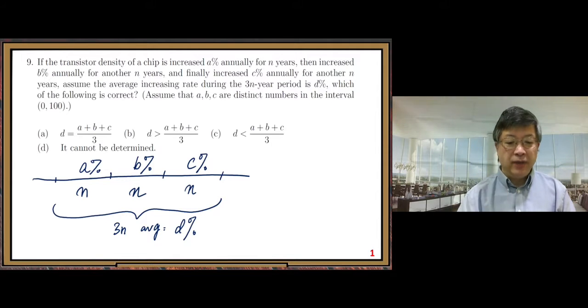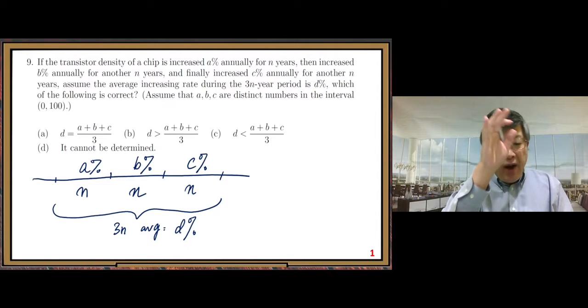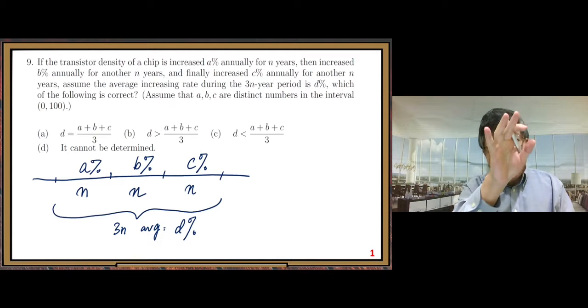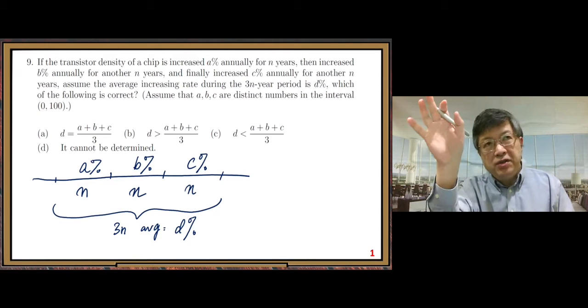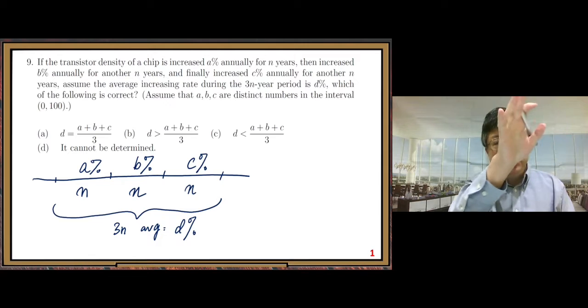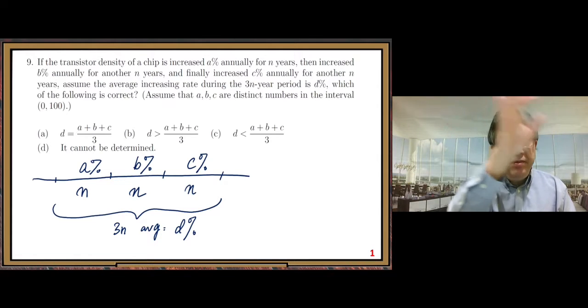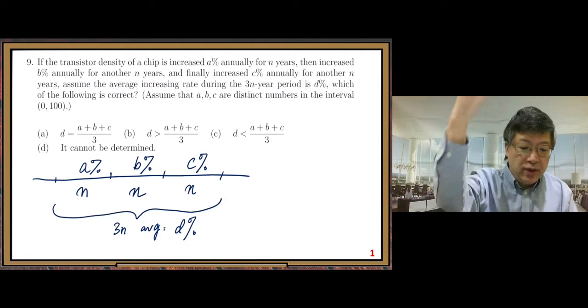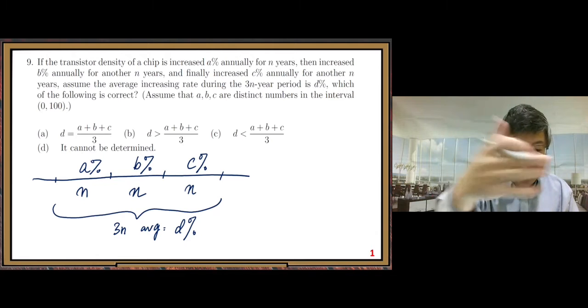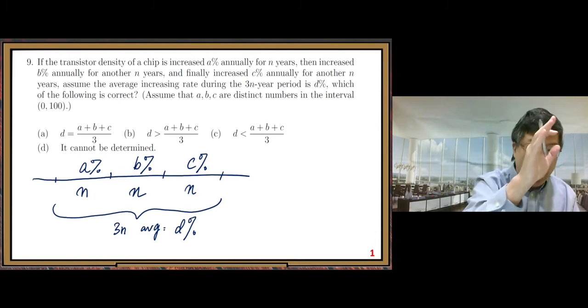Now the question. Compare d with average of A, B, C. Average value of A, B, C. Which one is larger, which one is smaller? Or it cannot be determined.